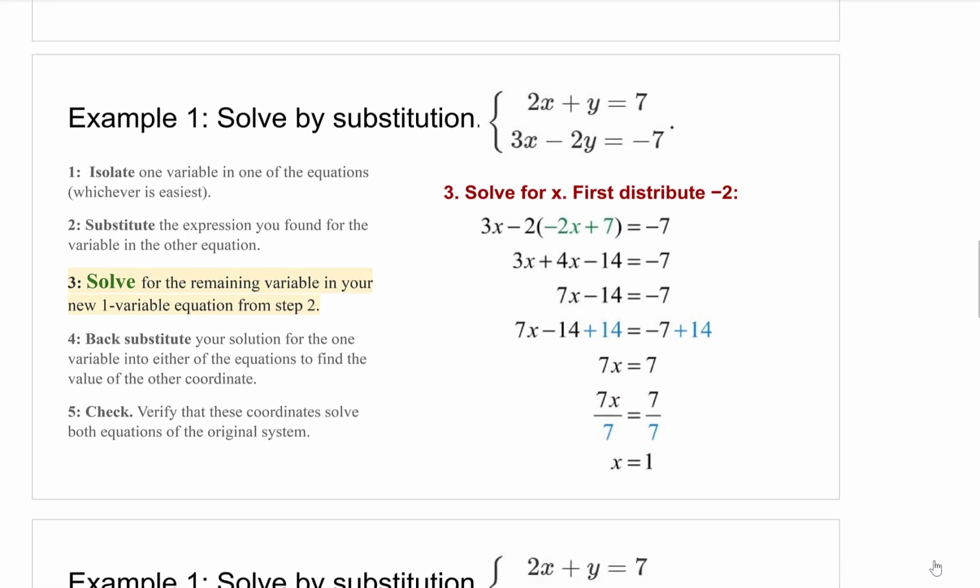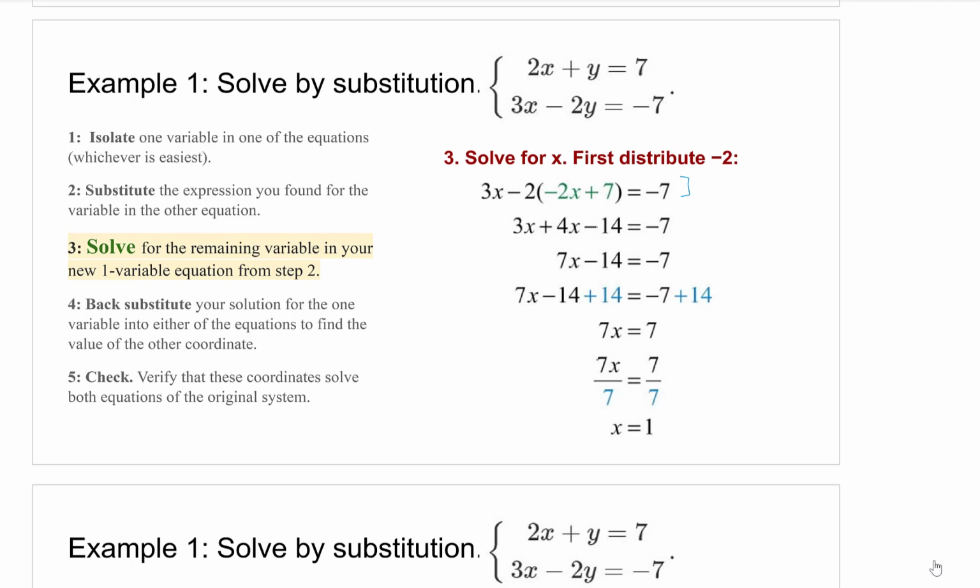In step 3, I'm going to take that new equation. So this is the new equation that we got. Notice it's only in one variable. And I'm going to go through the process of solving it for the variable that remains. So in this case, that first step is to distribute the negative 2. I've got negative 2 times my expression for y. So I'm going to multiply negative 2 by negative 2x, and I'm going to multiply negative 2 by 7. Negative 2 times negative 2x gives me my 4x term, and negative 2 times a positive 7 gives me a negative 14.